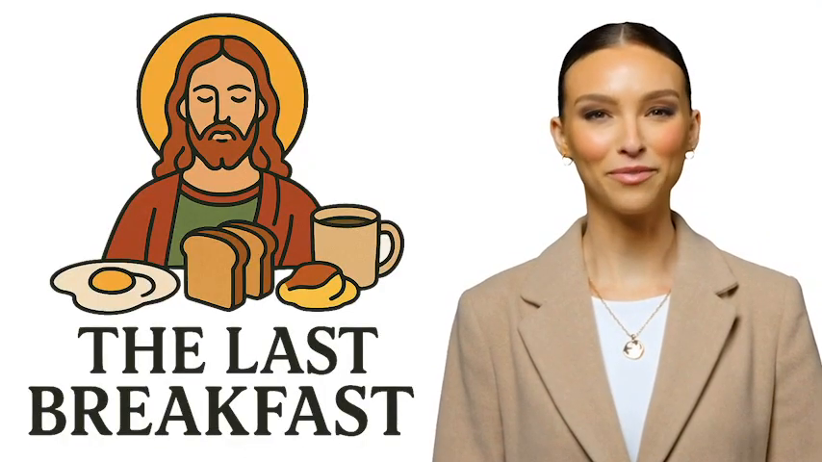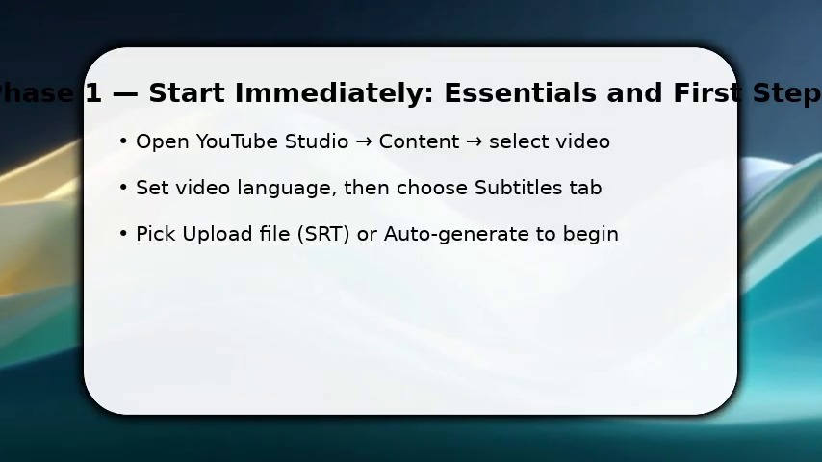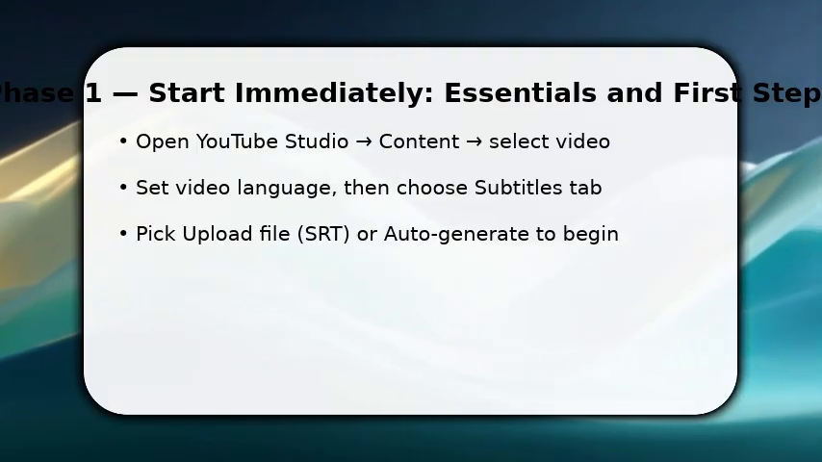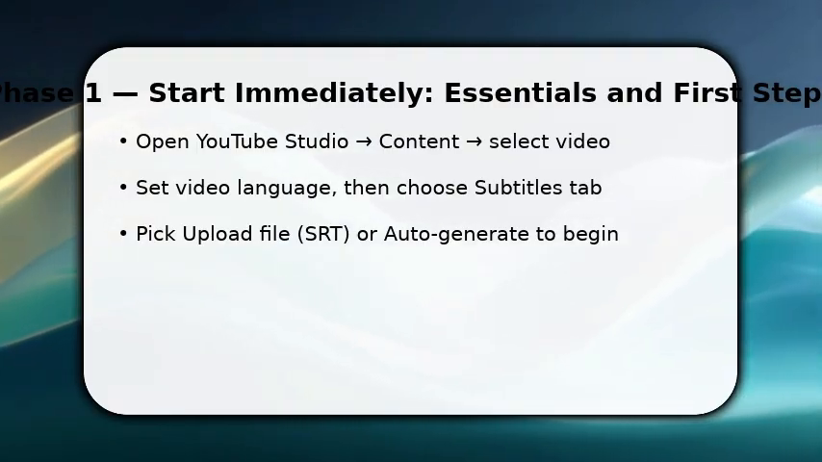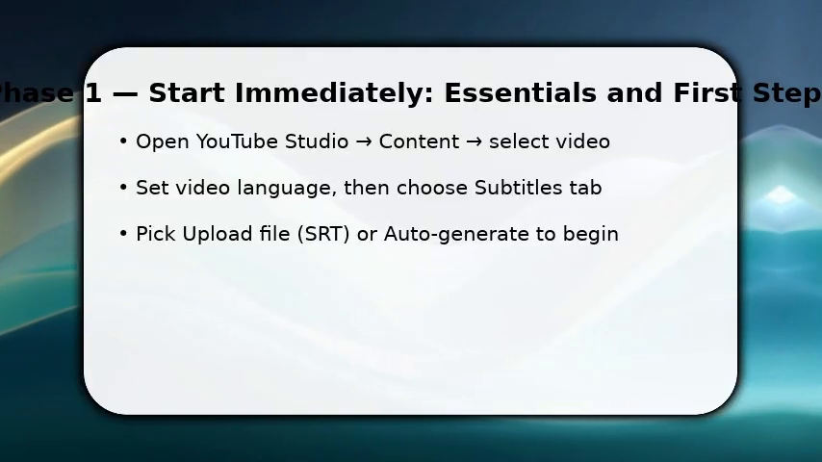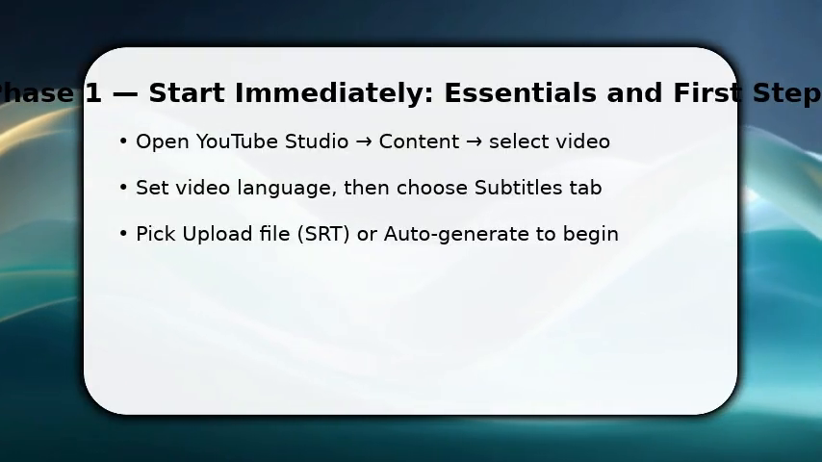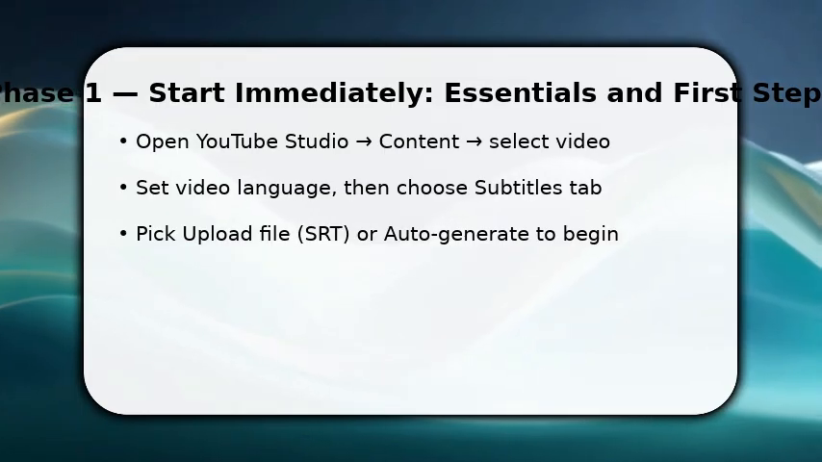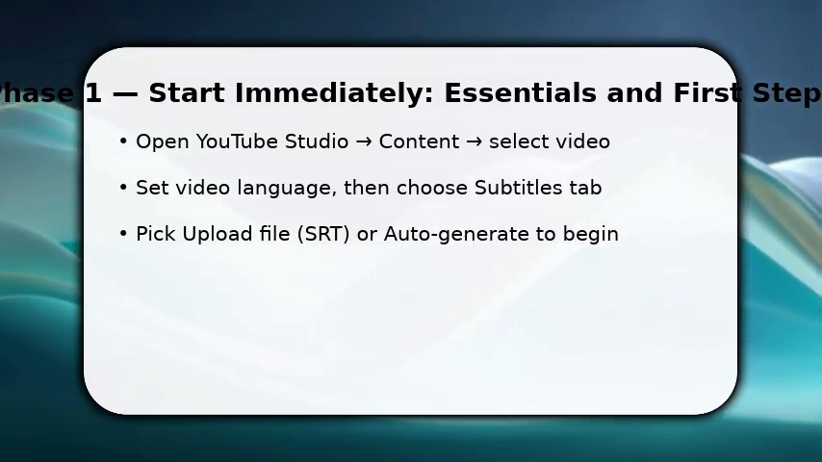Please enjoy the video. You're starting inside YouTube Studio. Open Content and pick the video you want. Make sure the video language is correct, then open Subtitles. From here, choose Upload File if you already have an SRT, or choose Auto Generate to get a transcript instantly.